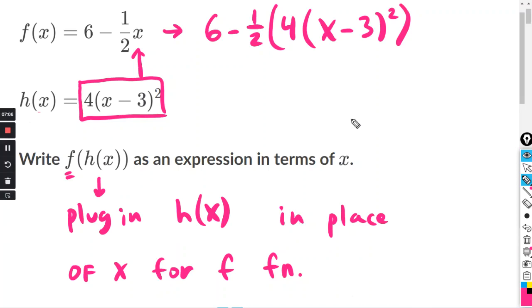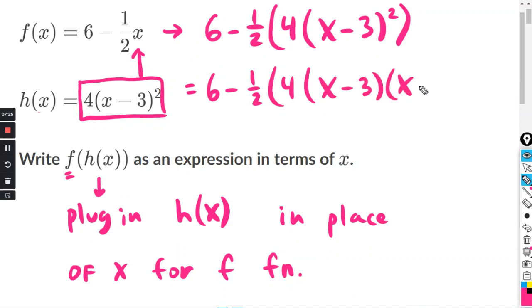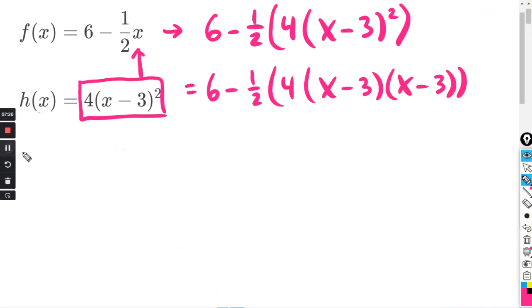All right. So let's evaluate x minus 3 squared. Let's see. I hope I have enough room here. We have 6 minus. I'm just going to rewrite here. 4 times x minus 3 squared. So I'm just going to write the x minus 3 twice since it is squared. All right, so we have 6 minus, might as well multiply this right here. 1/2 times 4 is just 2. Okay, and then I'm going to do this whole thing in parentheses.